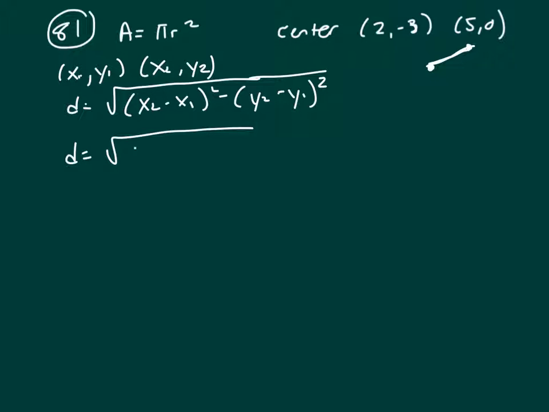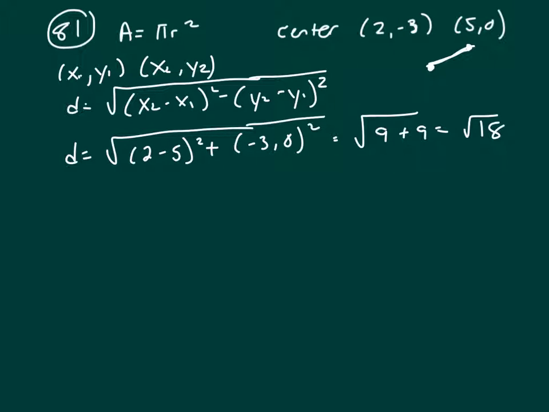So subtract your x's. That would be (2 minus 5) squared plus subtract your y's, (-3 minus 0) squared. So that's going to give you the square root of: 2 minus 5 is -3, squared is 9, plus 9, which is going to be the square root of 18. So that's the distance between the 2 points, which would be the radius. So your area is pi times the square root of 18, squared. Anytime you square a radical, you end up with what's underneath the radical, so it's 18 pi. So your answer is E.